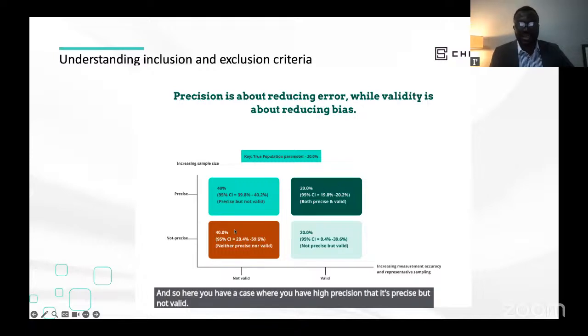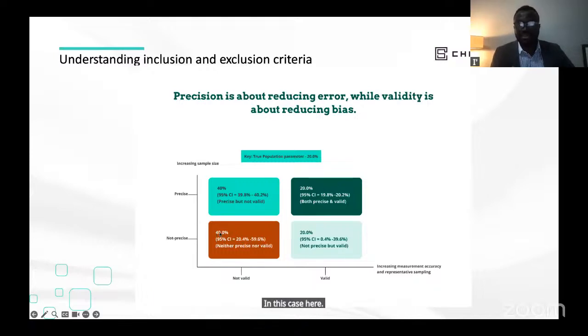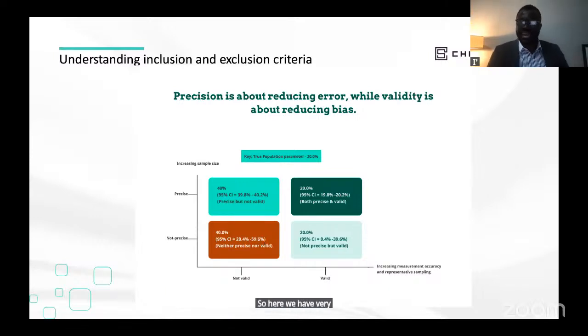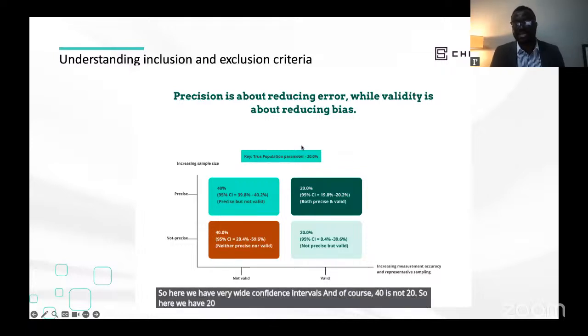In this case here, the sample yielded a point estimate of 40%, and the confidence intervals range from 20.4 to 59.6. So here we have very wide confidence intervals, and of course, 40 is not 20. So here we have a case where there is no validity and no precision.